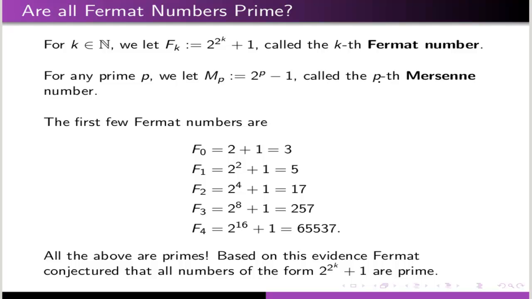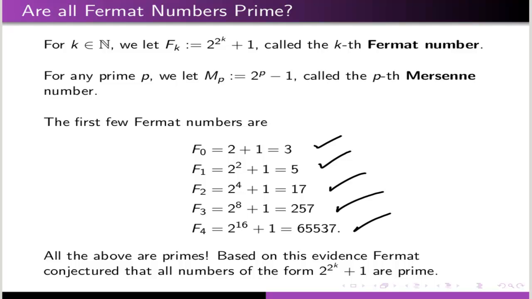So the first few Fermat numbers: F sub 0 is 3, F1 is 5, F2 is 17, F3 is 257, and F4 is 65,537. And it can be shown that all of these numbers are primes. So certainly 3, 5, and 17 are. 257 just takes a little more work to verify, and 65,537, you could use one of the tests we did last time to verify that this is a prime.